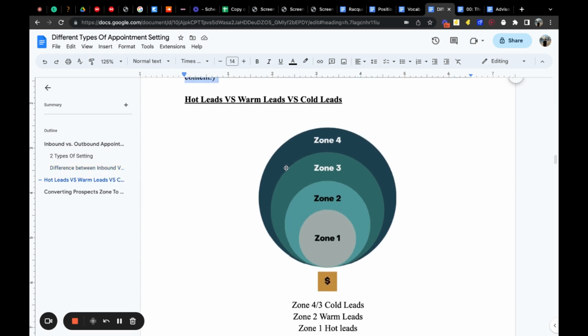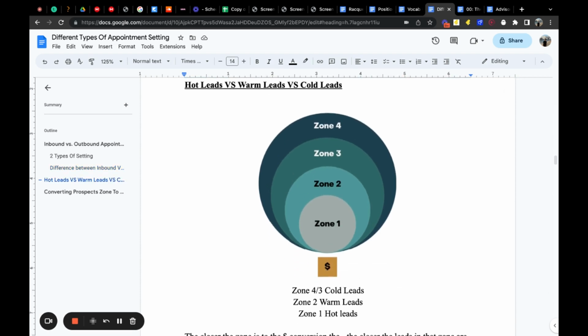Now to explain hot leads versus warm leads versus cold leads and illustrate it: zone 4 and 3 would be cold leads, zone 2 would be warm leads, and zone 1 would be hot leads. To explain what this is, you have to cross a prospect from zone to zone until you get them to the conversion hole. This is basically where the prospect cashes in, or in our case, gets on the sales call with the sales rep from the company. So you have to bring them along; if they're in zone 4, they know the least about your business.